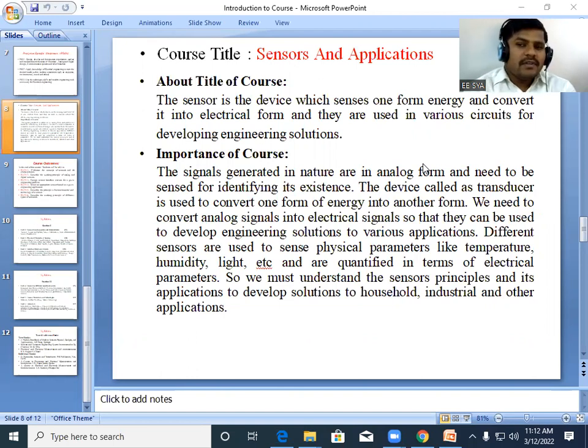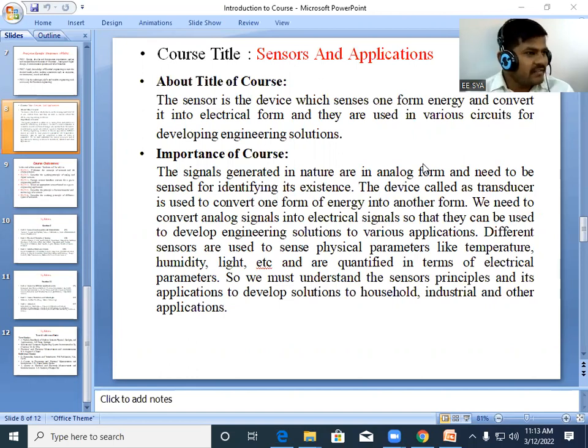In the electrical form, which parameters do we measure? Like voltage, current, power. Not resistance, right? Resistance is one element. So a measuring sensor gives output in this form, either voltage, current, or we can call it charge. It will give a voltage in the form of charge also. Okay, so this is related to the title.